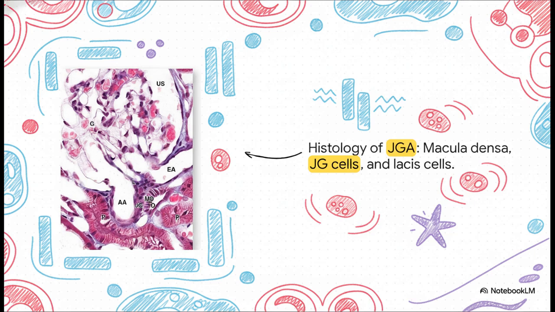Second, we have the juxtaglomerular, or JG cells. These are modified smooth muscle cells in the tunica media of the afferent arteriole that have shifted to a secretory phenotype, so they're absolutely packed with renin granules. Finally, the extraglomerular mesangial cells, or Lacis cells, sit right between them, providing supportive functions.